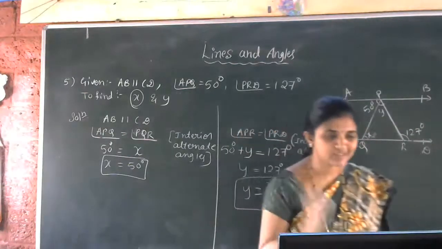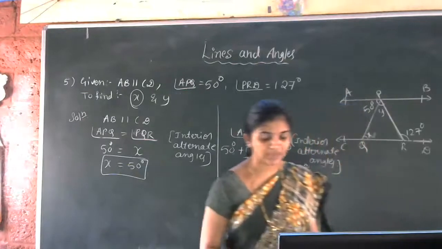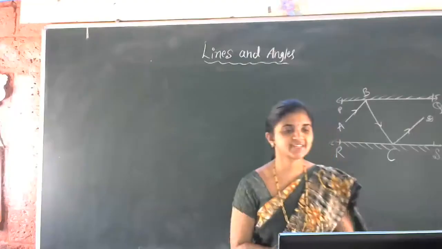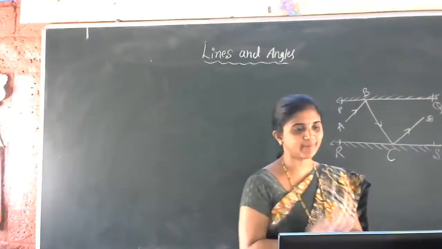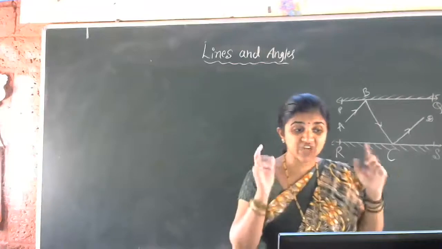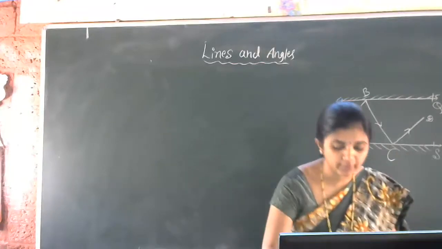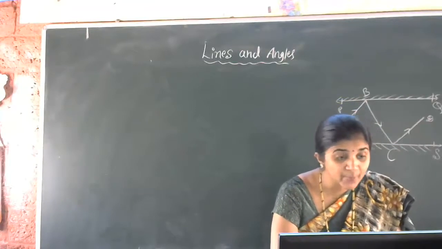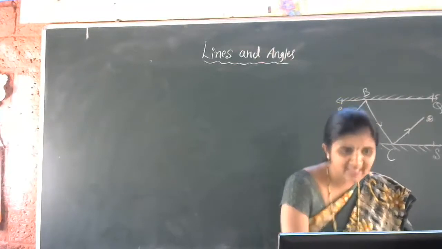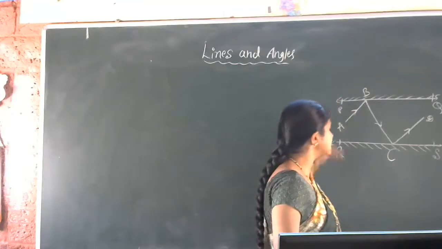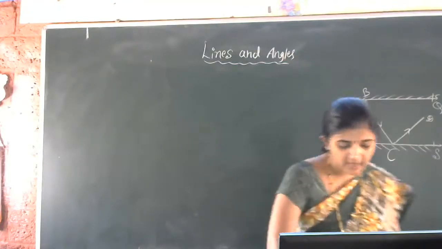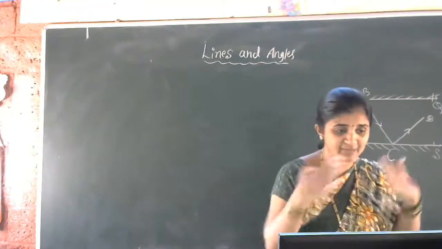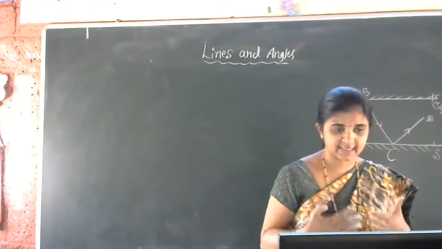Now we'll discuss the last question. So we'll start the last problem explanation. Okay, students, we have to discuss the last problem of the second exercise. First, try to understand the problem. In the figure, PQ and RS are two mirrors, placed parallel to each other. That means the condition PQ parallel to RS is given.